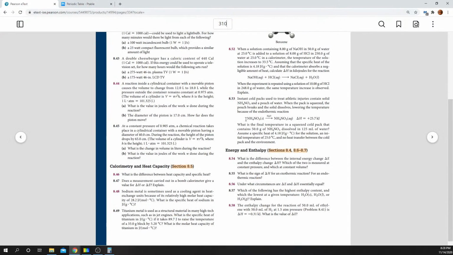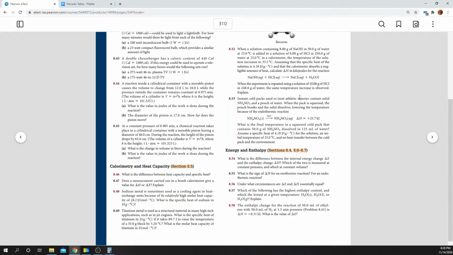46. What is the difference between heat capacity and specific heat? All right. Heat capacity is the amount of energy needed to change the temperature of an object. The specific heat is the amount of energy needed to change the temperature of 1 gram of a substance. So specific means per gram, that's what specific means in this context. Heat capacity is for some object. Specific heat is for a substance. So water, regardless of how much you have, all has the same specific heat. But a liter of water has a different heat capacity from 10 liters of water.